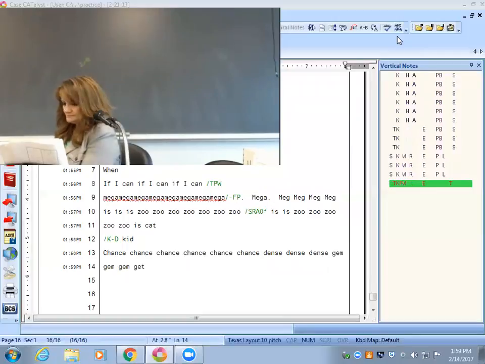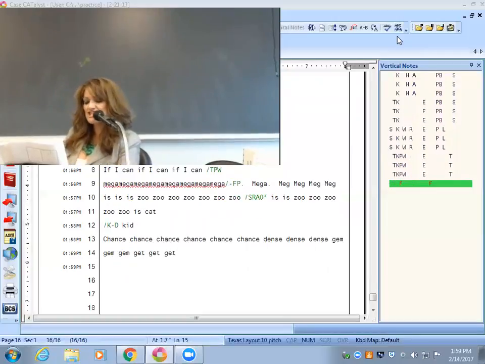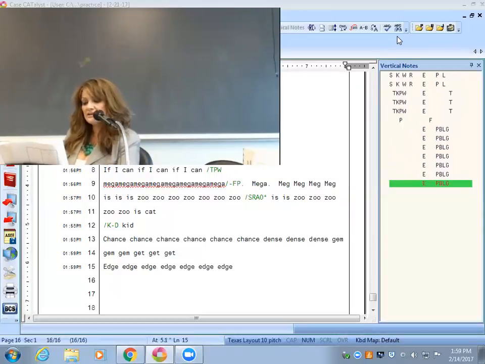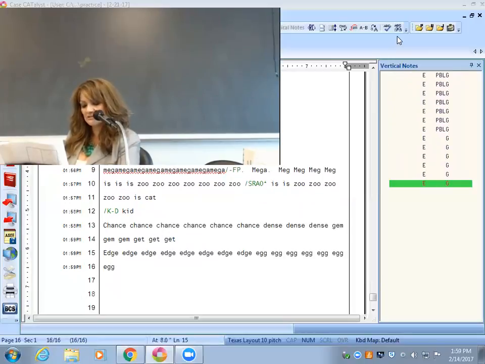G-E-T. We have edge, on the edge of her seat. E-J is the J sound, edge, but egg, we have the hard G. Egg is E-G. Stenotypists must develop a good ear for sound. Many words sound the same or similar. Your mind and your hands will have to be able to distinguish between all words.